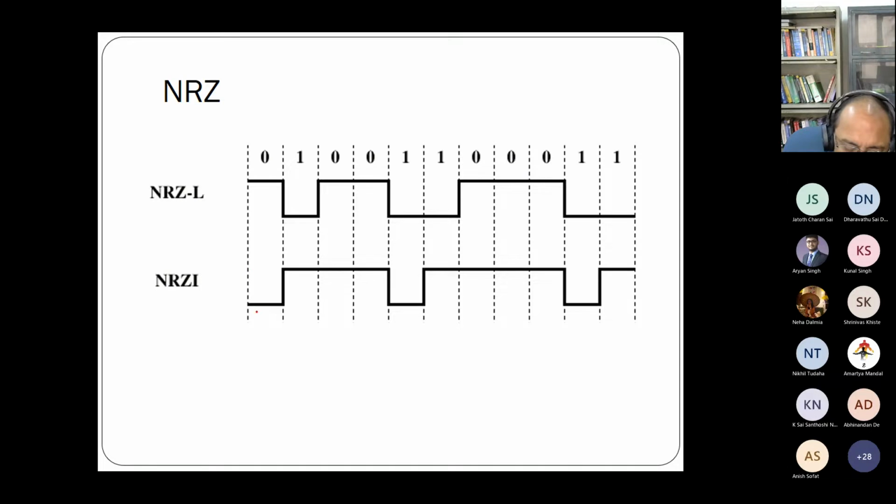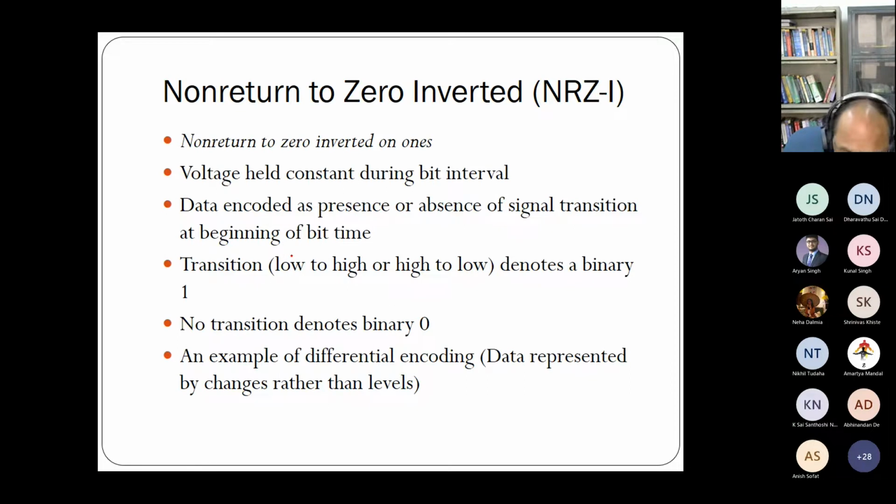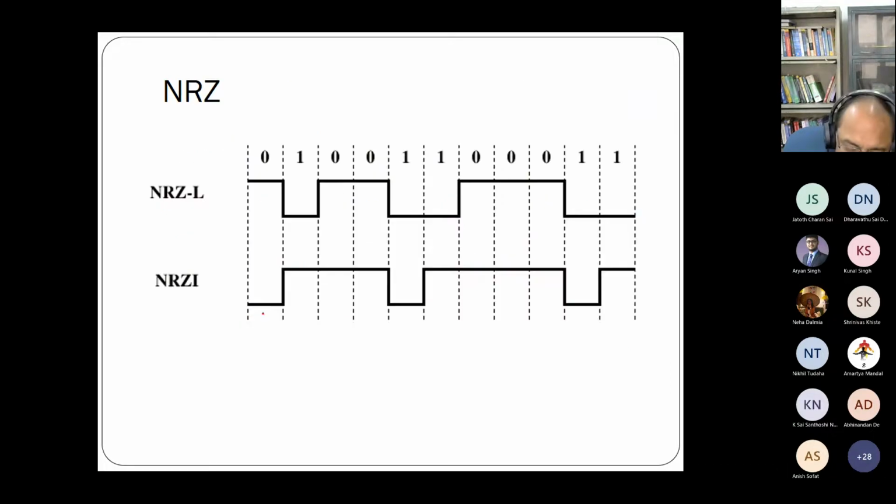Okay. NRZI says, remember this, transition denotes a 1. That means to send a binary 1, I have to do a transition. So 0 is here. This bit is 1, I will transition. So it is not the value. Now here is 00, so no transition.